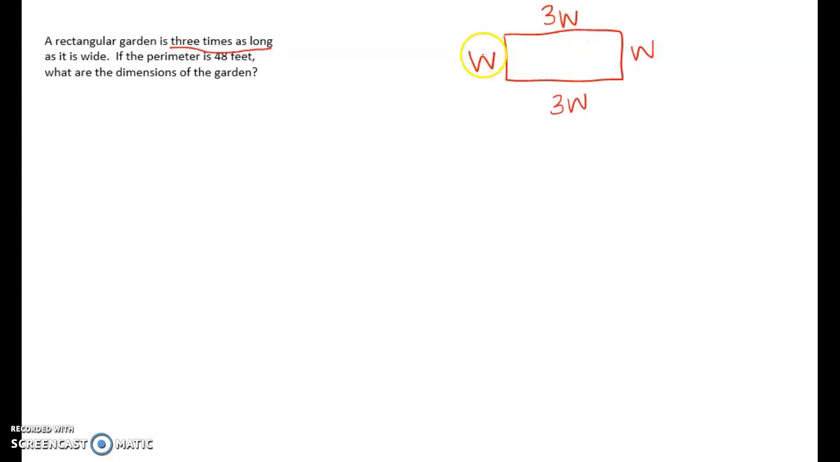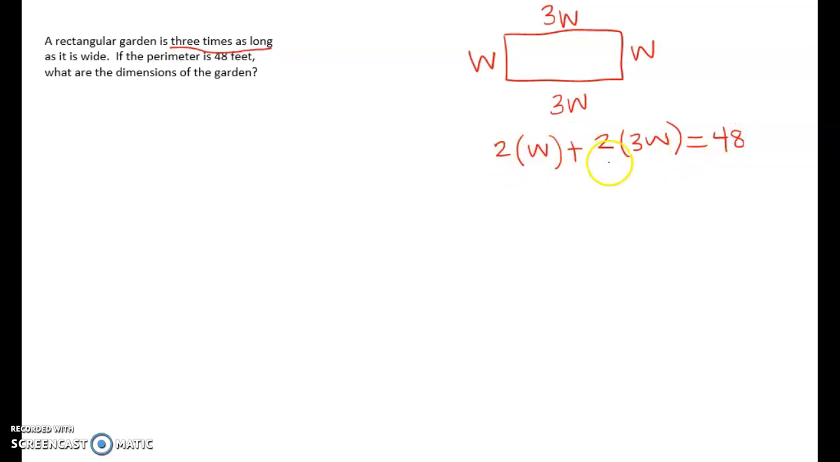So you can either add W plus 3W plus W plus 3W. One way I like to do it is I know I'm just going to have 2 times W. I have 2 of those plus 2 times 3W, and that all will add up to 48.